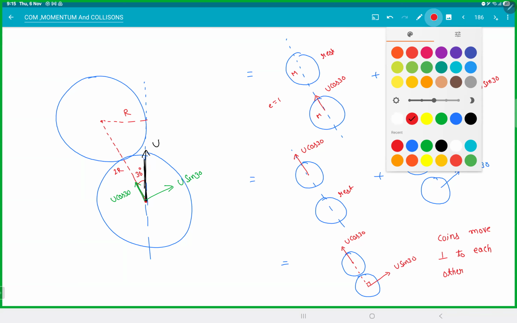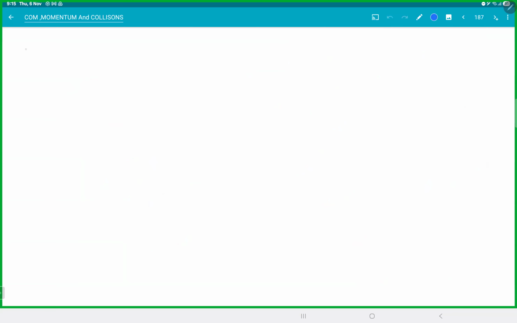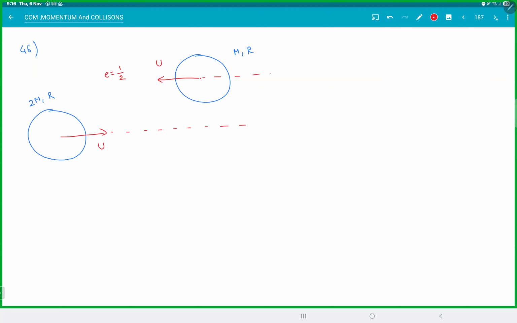Let's see one more like this. Now you guys try. Same thing, I'll just change the distances and numbers. So let's say we have a coin, mass m, radius r. It's traveling horizontally with speed u. We have another one here, 2m and radius r. This is going with speed u. E is equal to half. This distance between them is root 3r. Find the final velocities.